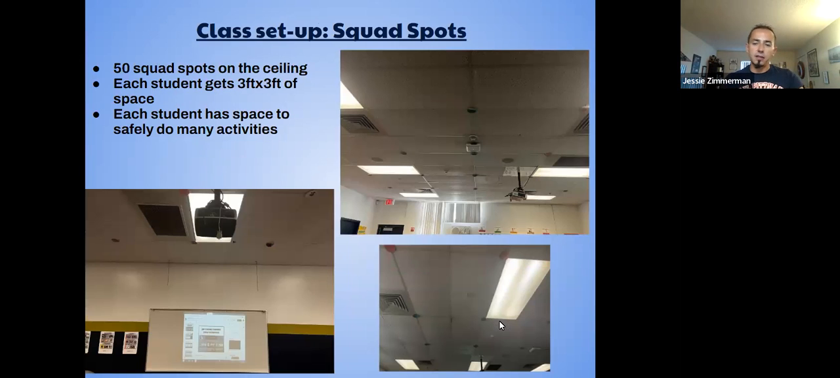The squad spots are a big thing to make my program work. There are 60 dots on the ceiling, numbered and color coded, and that gives them about 3 feet by 3 feet of space so they can safely do activities without bumping into the other person. It's a great way to work on personal space and open space. I'm able to do a lot of activities using hockey sticks, basketballs, soccer balls, hula hoops, and they can safely do it as long as they stay in their squad spot. So that's one of the things that we focus on.